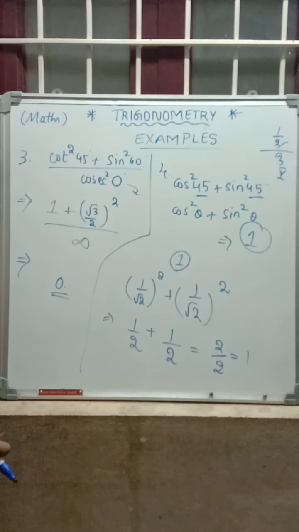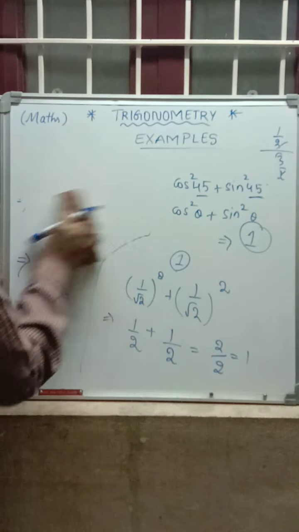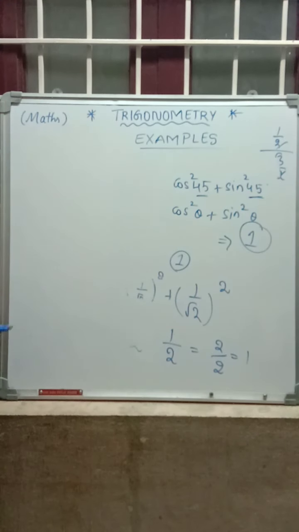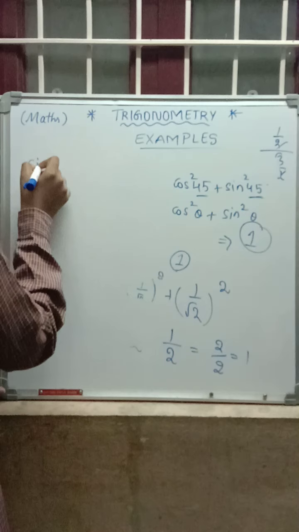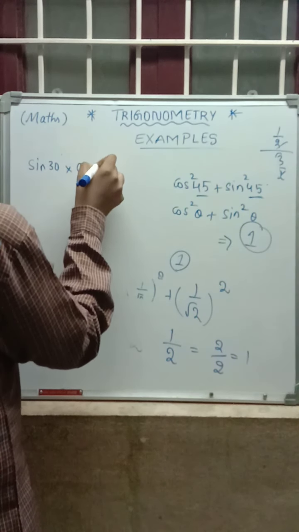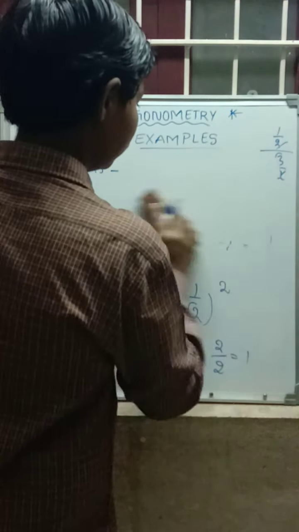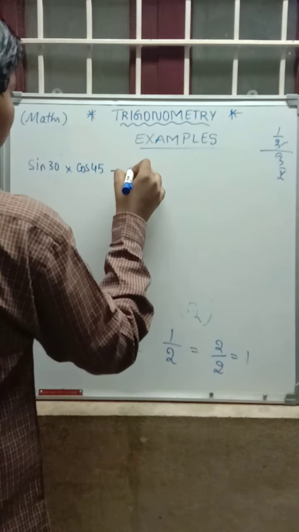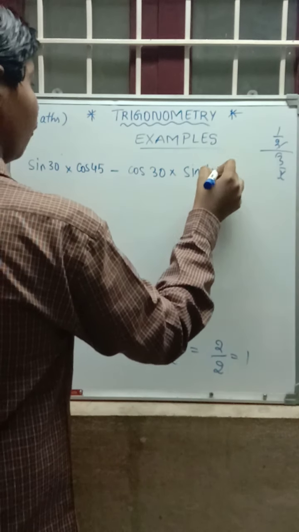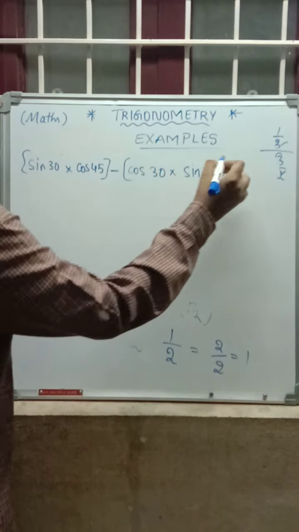Now let's see the last example on the trigonometric values. Sin 30 into cos 45 minus cos 30 into sin 45. This is the given sum. We have to multiply this, and again subtraction we have to do.